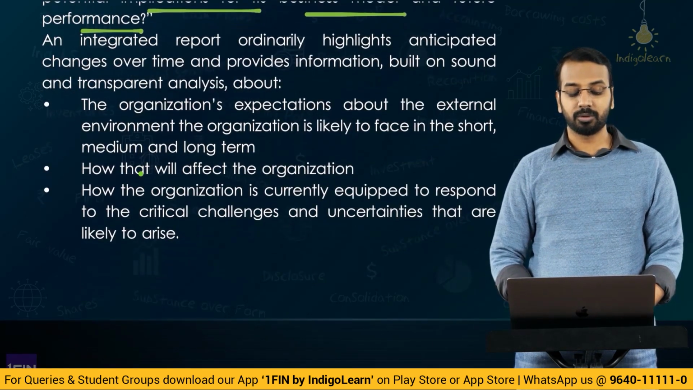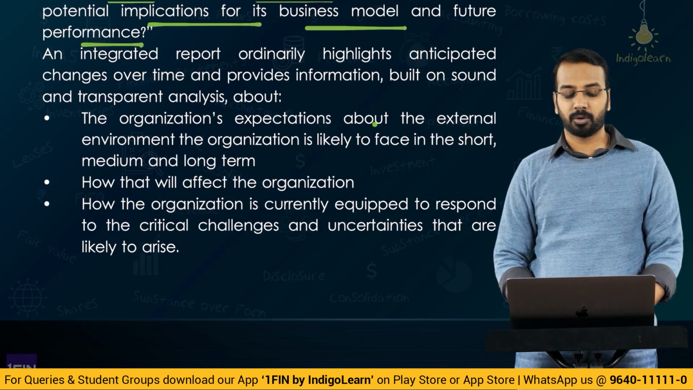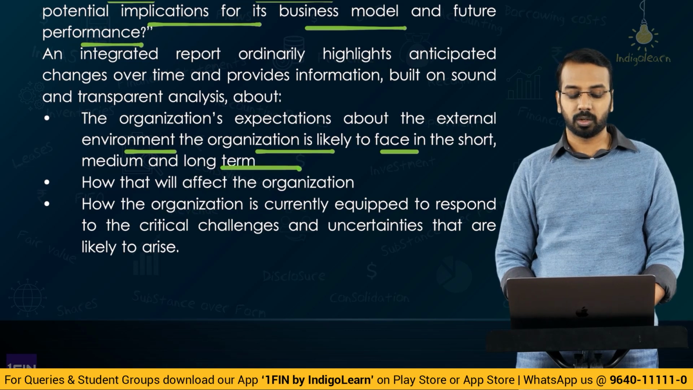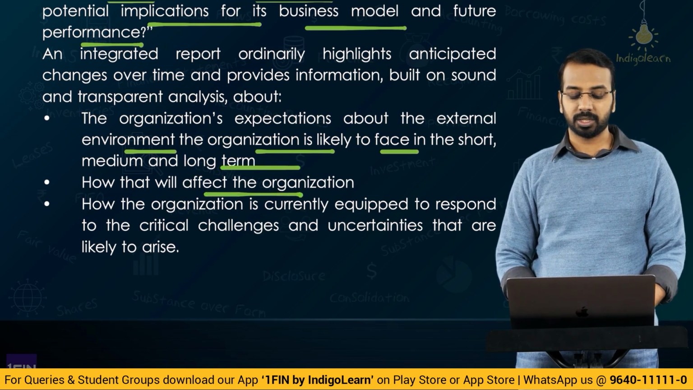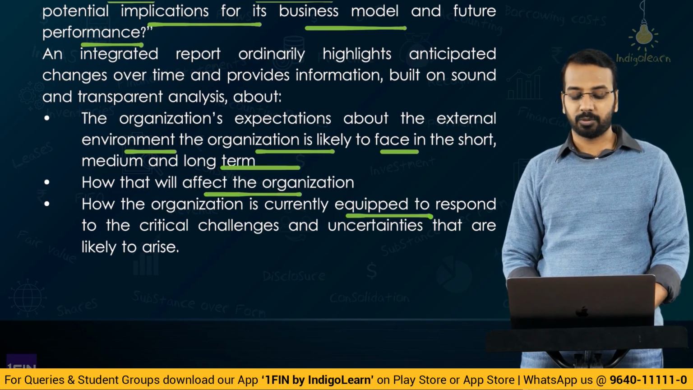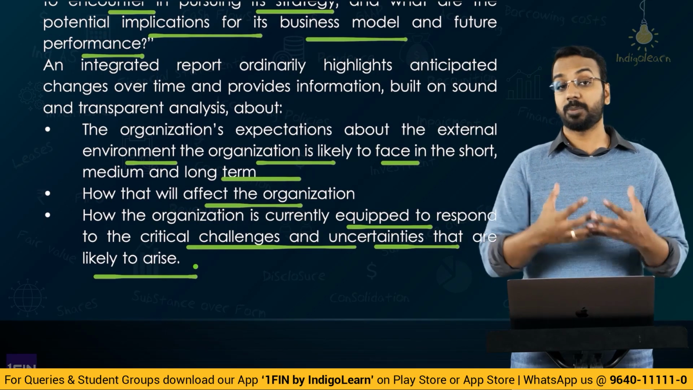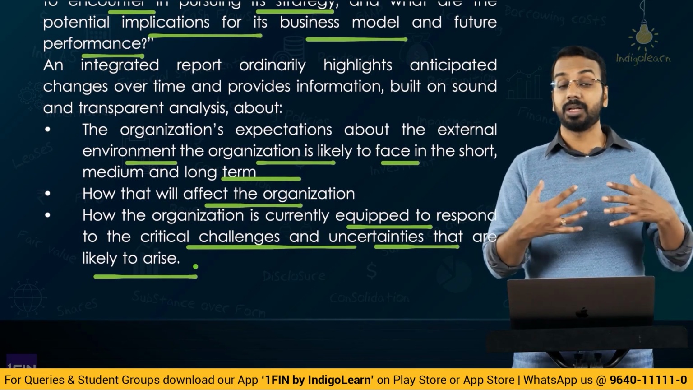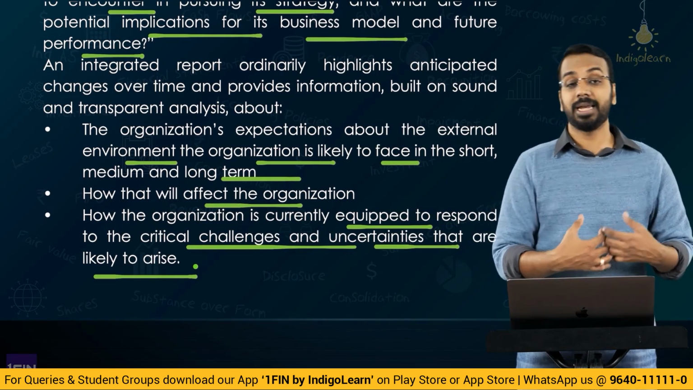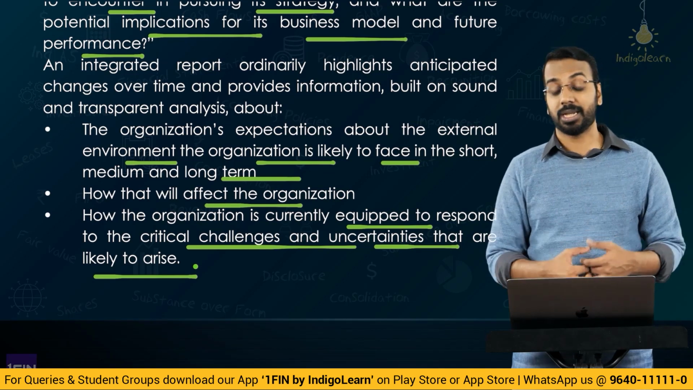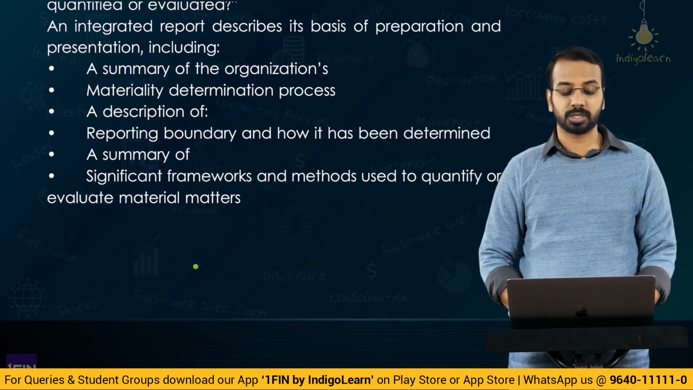So, here you talk about the organization's expectations about the external environment it is likely to face in the short, medium and long term, how that will affect the organization and how the organization is currently equipped to respond to the critical challenges and uncertainties that are likely to arise. So, basically what are the expectations, what will happen in the external environment, how will it respond to the challenges, whether it has the ability to respond to the challenges, that is what is being disclosed here.